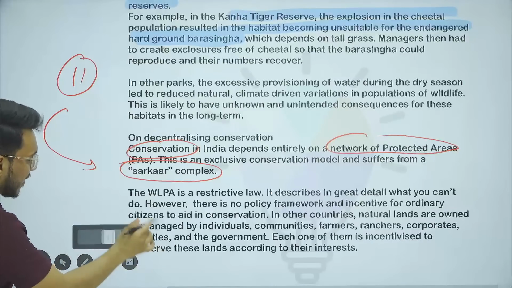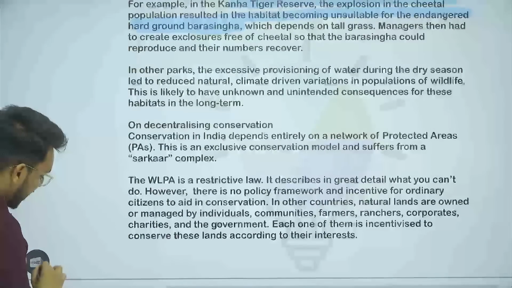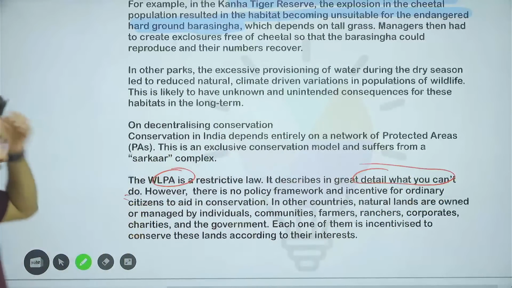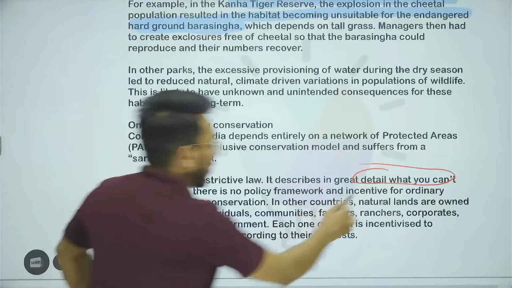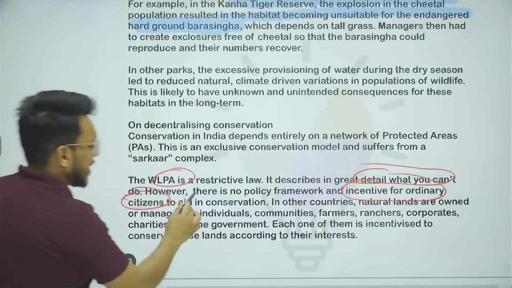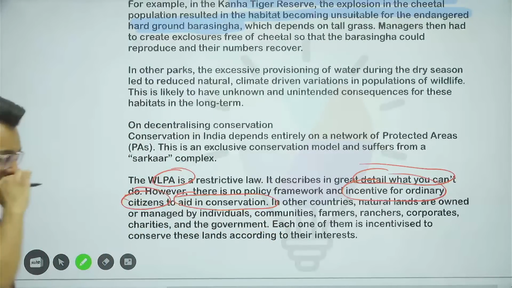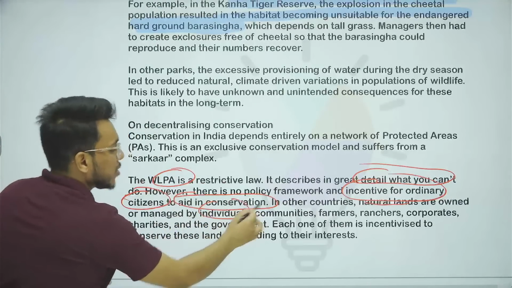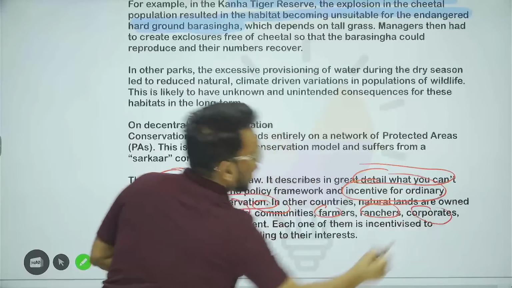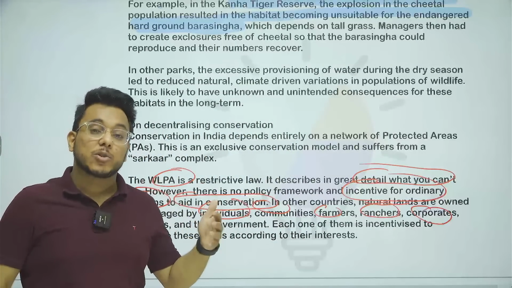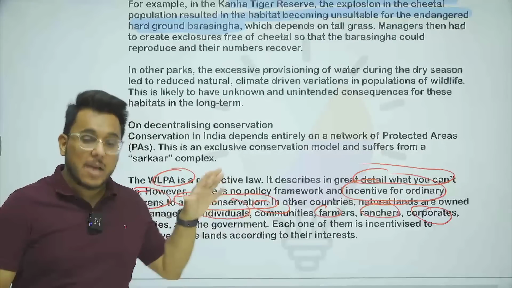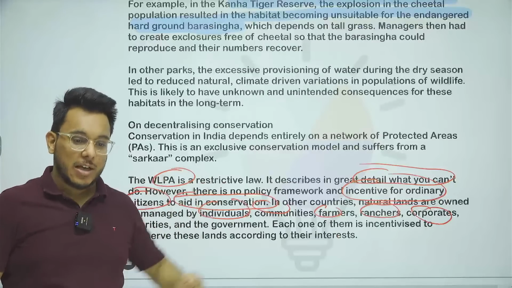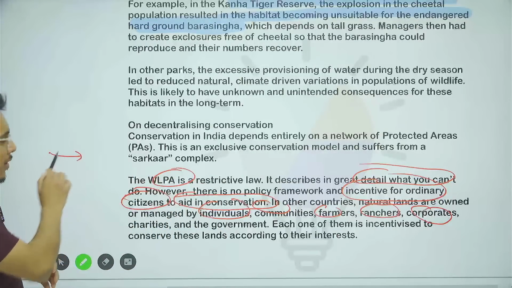So basically, even the Wildlife Protection Act in India is a very restrictive kind of law. It describes in great detail what you cannot do. However, we don't have any policy framework which provides incentives for ordinary citizens to help in conservation. In other countries, natural lands, the forests, are adopted by individuals, communities, farmers, ranchers, corporates, and they protect these species, and they also get an incentive if they are effectively able to conserve a particular species. But in India, we don't incentivize the communities to protect the species. So therefore, this is also leading to a big problem.